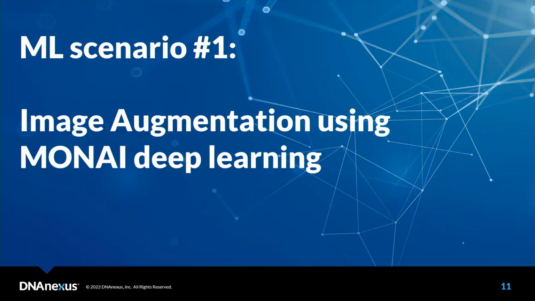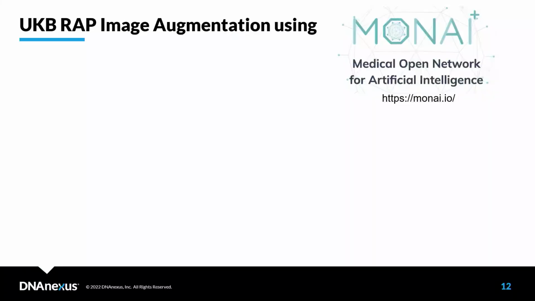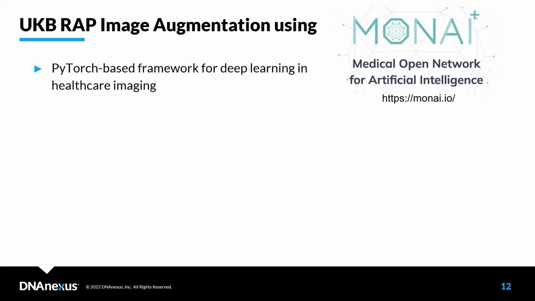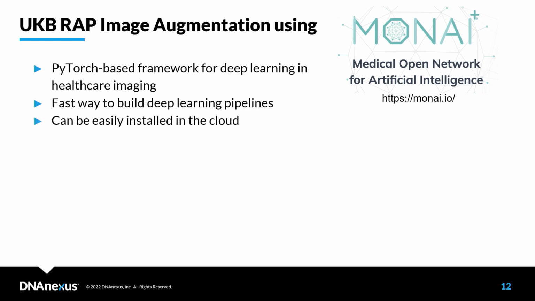Okay, so with that, let's continue with machine learning scenario number 1, and it's image augmentation using MONAI deep learning. So what is MONAI? It's a deep learning-based library for a specific task which is called image or data augmentation. I will talk about it in a second. So basically, it's a PyTorch-based framework for deep learning in healthcare imaging. It's a really, really fast way and good for prototyping to build deep learning pipelines, and that's an option for how we can test deep learning pipelines on the UKB RAP. It can be easily installed in the cloud. I did it just by running a couple of commands. It can run on GPU.